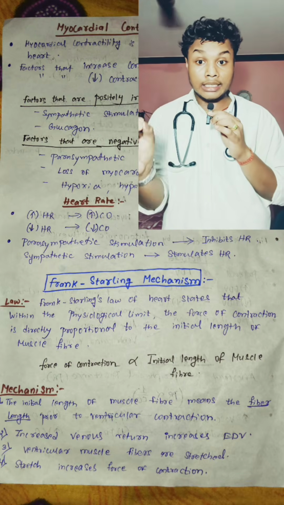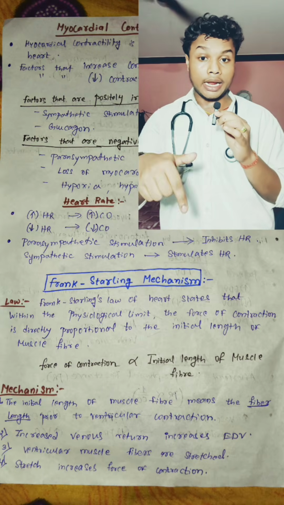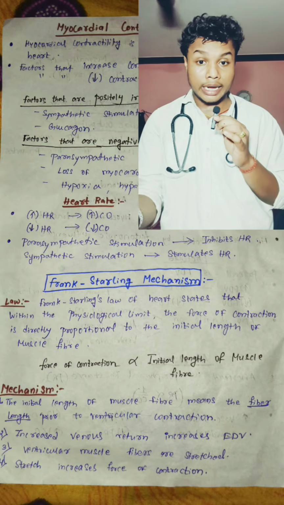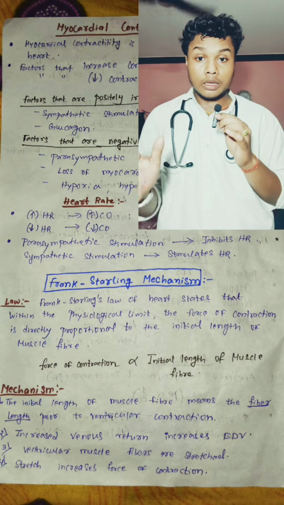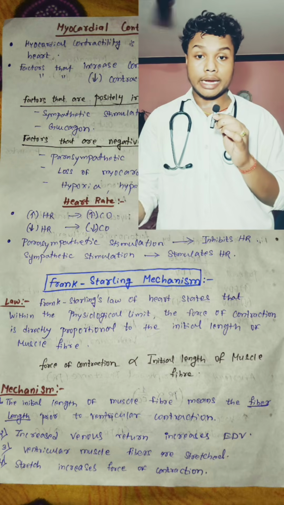Now, what is the mechanism? First, initial length of muscle fiber means the fiber length prior to ventricular contraction. Second, increase in venous return increases end diastolic volume. Third, the ventricular muscle fibers are stretched. Fourth, more stretch increases the force of contraction. Fifth, more blood is ejected during the systole. Hence the cardiac output and stroke volumes are increased.